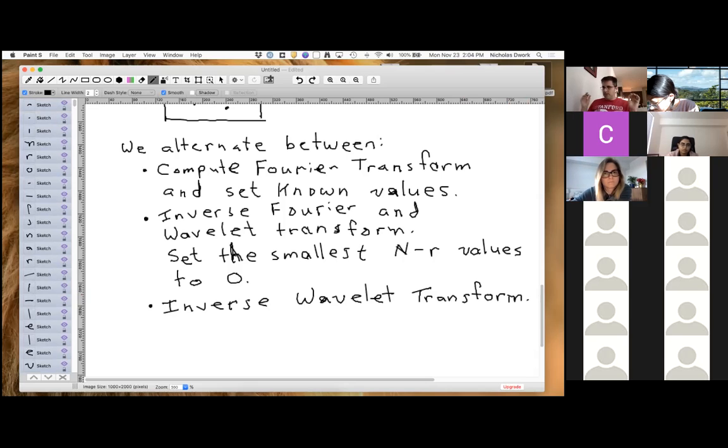Okay, so you start out with some estimate. Let's say it's all zeros. You compute the Fourier transform and you set your known values to the values that you collected from the machine. Great. Now we've satisfied our data. You inverse Fourier transform and then you wavelet transform. And in the wavelet domain, you set the smallest n minus r values to 0. Then you inverse wavelet transform. You compute the Fourier transform, set your known Fourier values, inverse Fourier transform, compute the wavelet transform, set the smallest wavelet coefficients to 0, inverse wavelet transform. And you just keep toggling between those two.